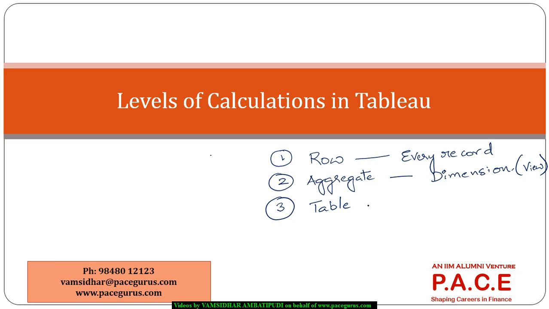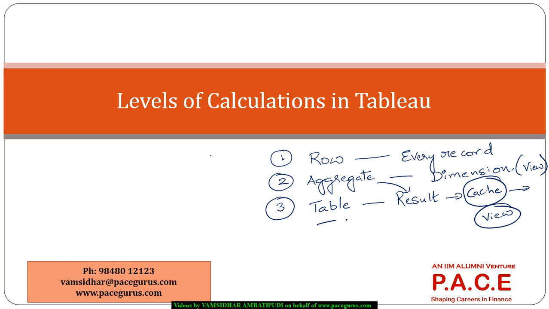Then we also have a table level calculation. This is a slightly different form. First, an aggregate level calculation is performed. Whatever result comes from the aggregate level calculation is stored in a cache, and the table calculation is applied on those results before they are sent to the view.